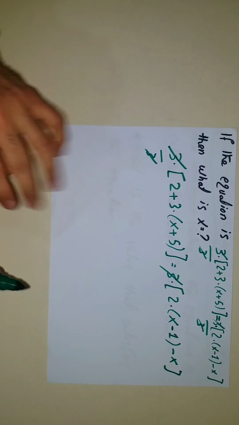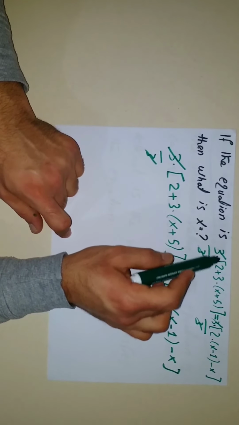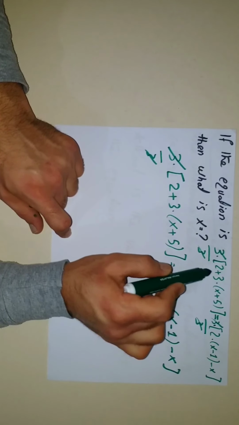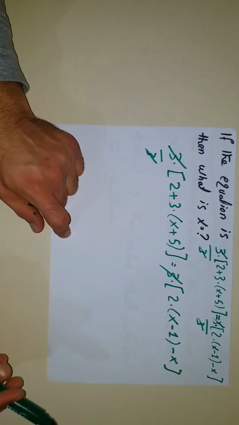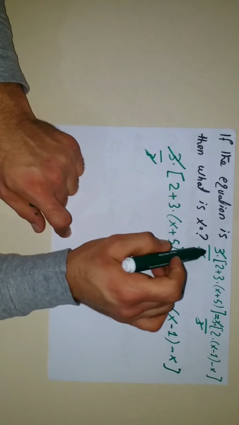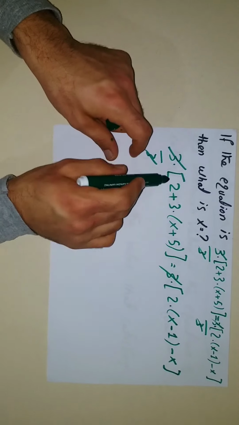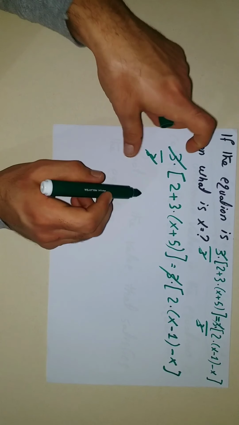You can also do it like this. You can multiply this 3 to the inside of the bracket. It will give you the same result. But if I cancel it, it will be easy for me. Now I can solve this question very easily.